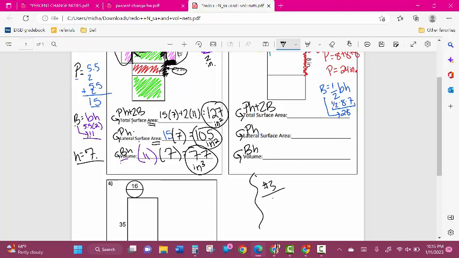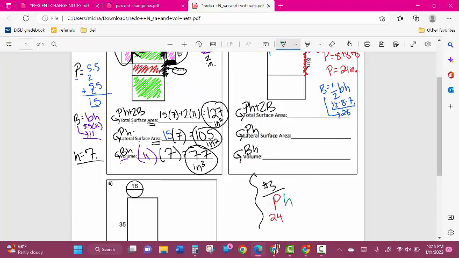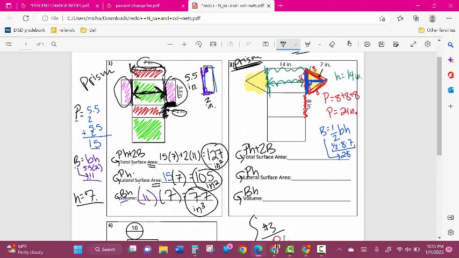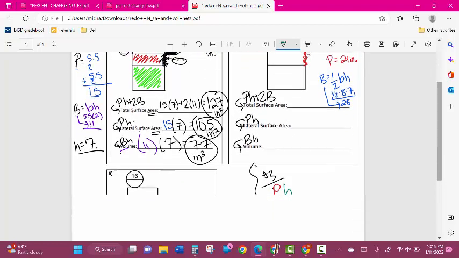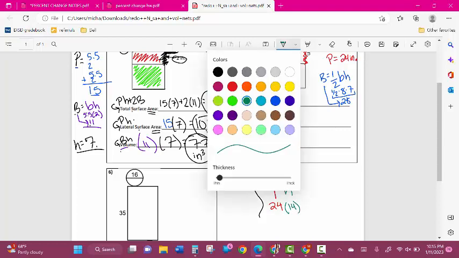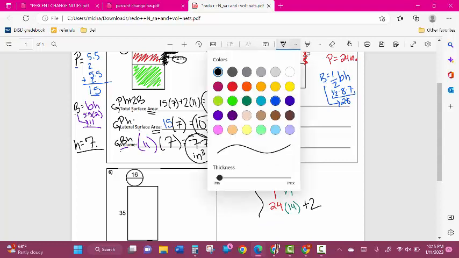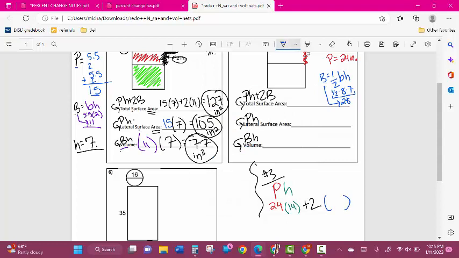Now the total surface area would be pH plus 2b. I need the perimeter of the base, which is 24, times the height of the prism, which we said was 14, plus 2 is just part of the formula, and it's because there's two separate bases, times the area of that base, which is 28.